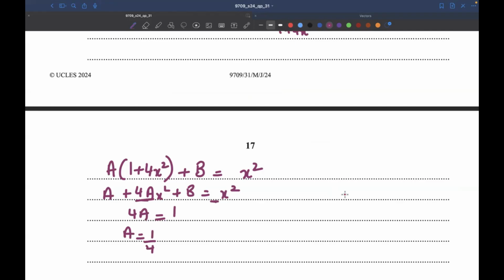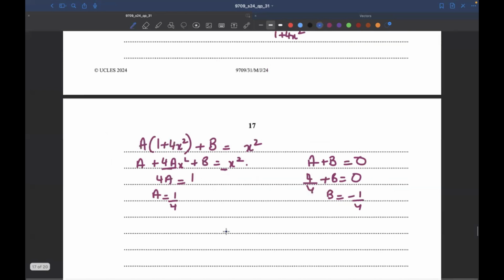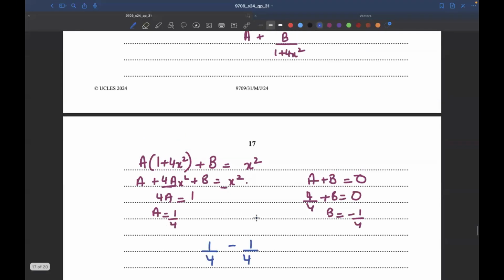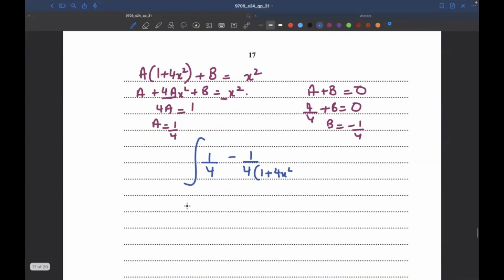And a plus b, which is the constant term, will be equal to 0 as there is no constant term over here. So 1 upon 4 plus b equals 0. b will be equal to minus 1 upon 4. So now we have the values of a and b as well. We'll write it as 1 upon 4 plus or minus in this case, as b is negative, we can write it as minus 1 upon 4 into 1 plus 4x squared. Now to integrate this, we can write 1 upon 4 as common outside, and we'll get 1 minus 1 upon 1 plus 4x squared dx.